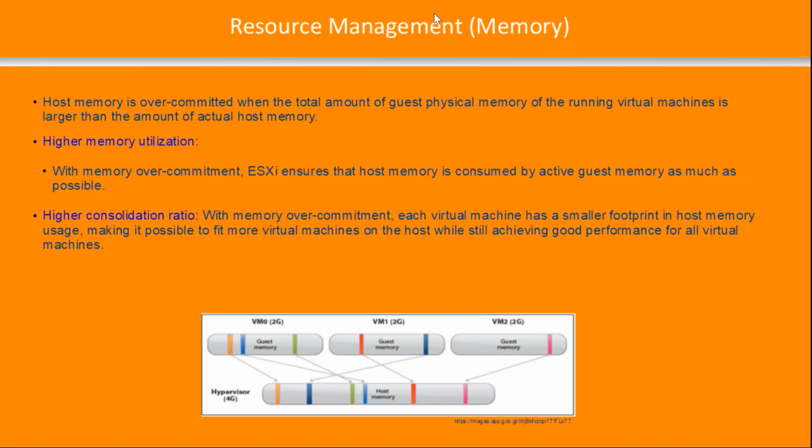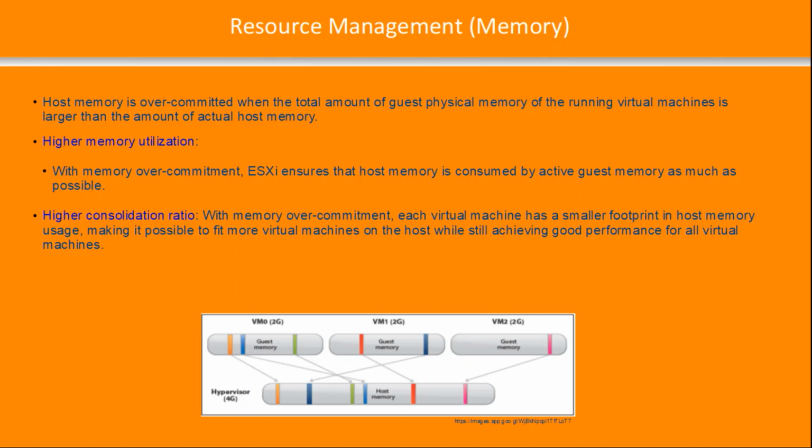We consider host memory is overcommitted when the total amount of guest physical memory of running virtual machines is larger than the amount of actual host memory. This has two distinct advantages. Higher memory utilization. With memory overcommitment, ESXi ensures that host memory is consumed by active guest memory as much as possible.